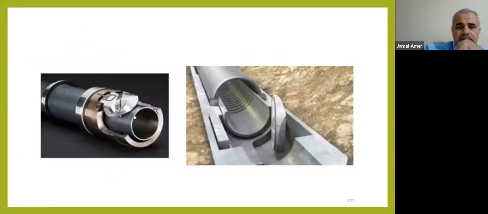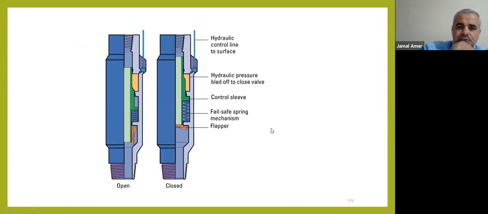We see here the flapper of the subsurface safety valve, how it's open. We have this sleeve. This sleeve is pushed by the spring to keep the flapper in open position. The spring, sleeve.